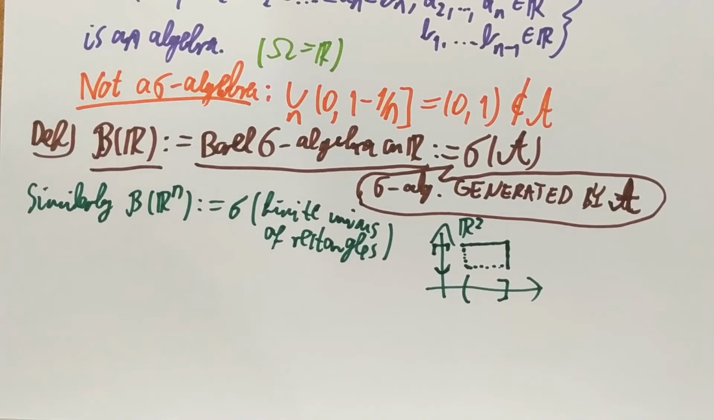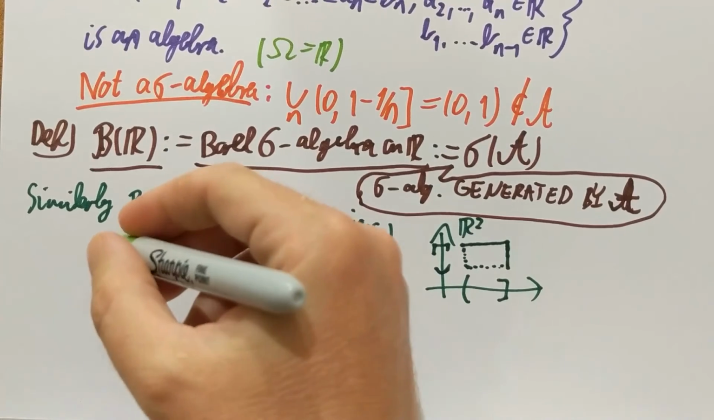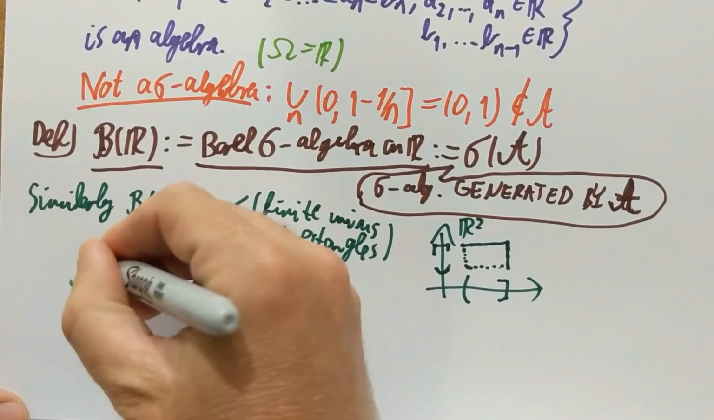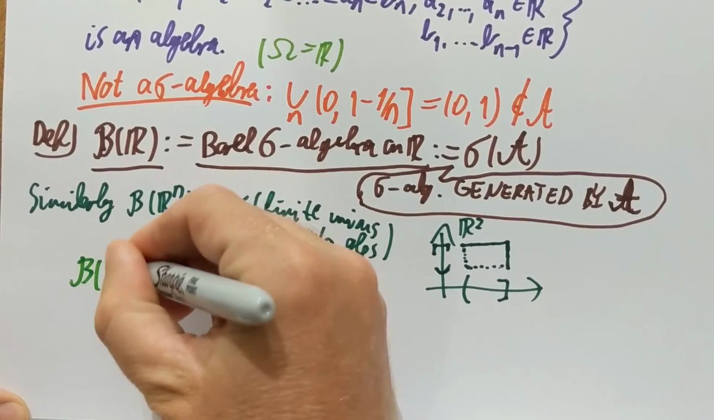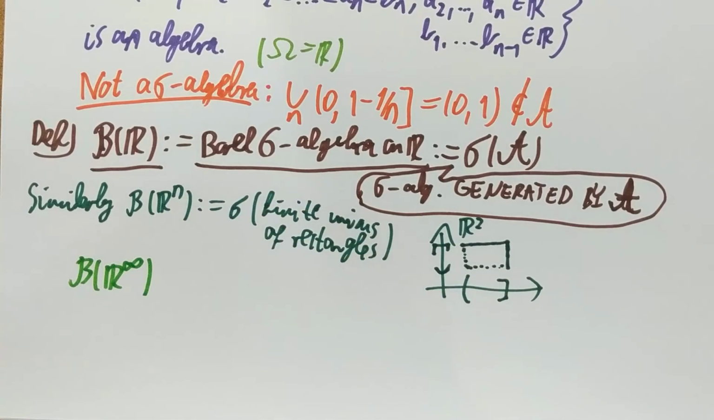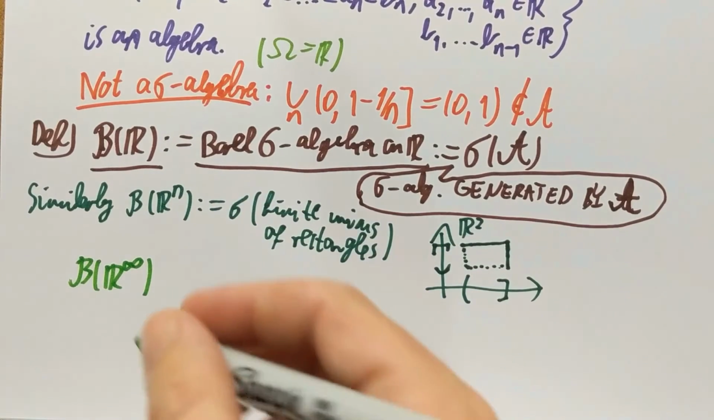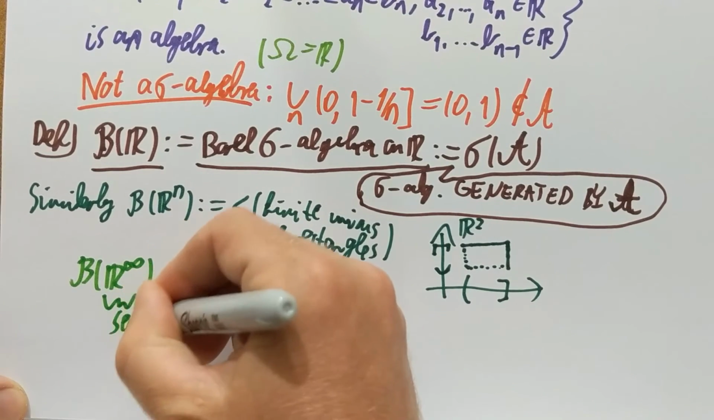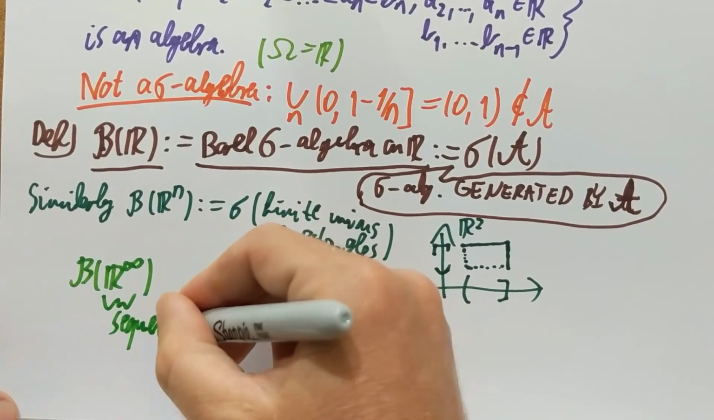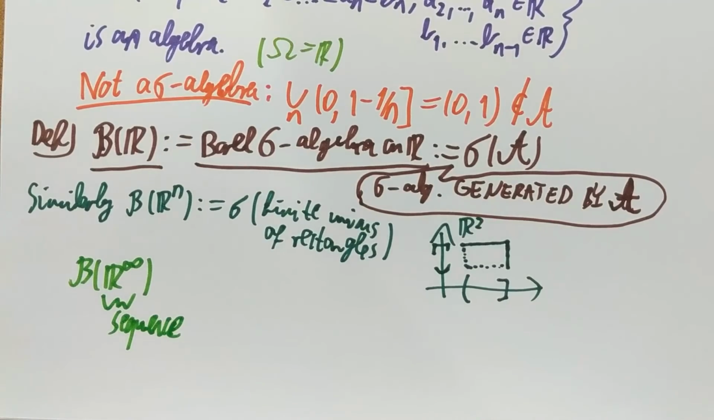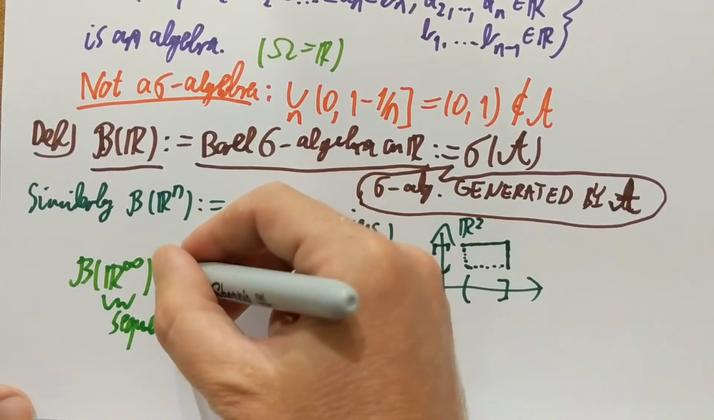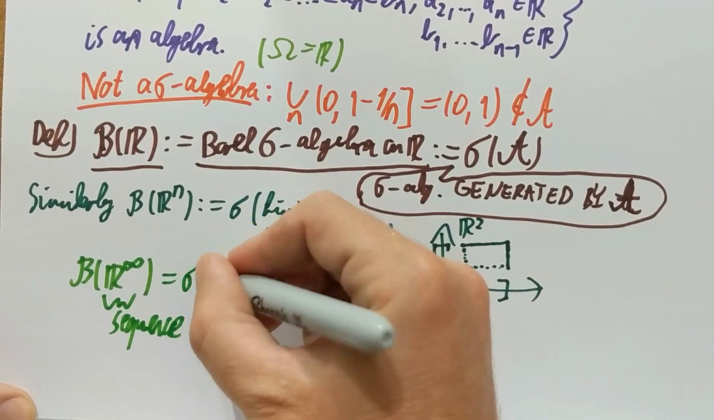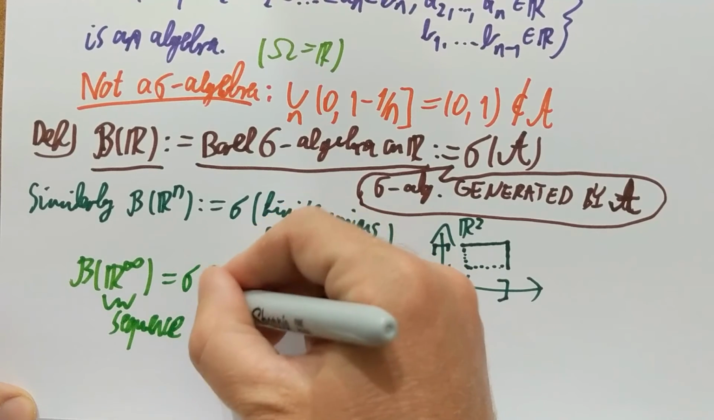Okay, then you can go further than this. You can actually generate the Borel sigma algebra on infinite dimensions. What is R to the infinity? Well, these are sequences, right? Infinite sequences of numbers. A sequence, if you want, is just an infinite dimensional vector, right? How do you do that? Well, what you do is you generate the sigma algebra of finite cylinder sets.